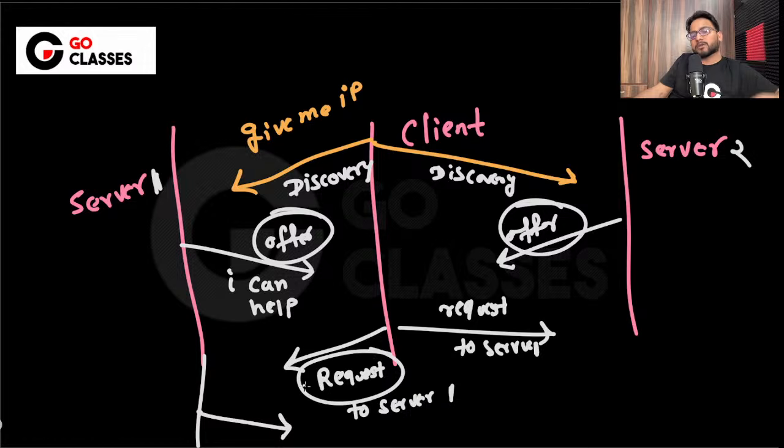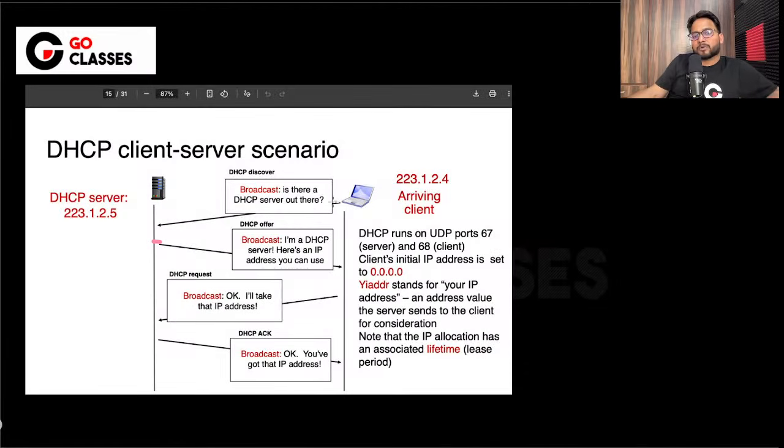Initially it is saying I can help. Then it is requesting, please help me. Then it will say, here you go, which means it will give the IP. This is your IP, right? So it says here you go, which is called the ACK message. Understood? So basically, this is a four step process: broadcast, then discovery, offer, then request, and then ACK. You have got that IP address.